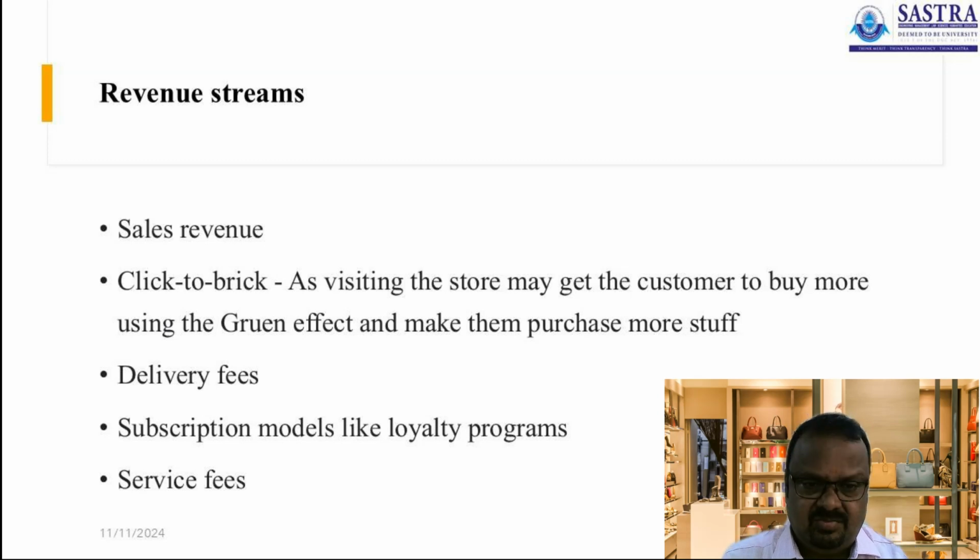The other one is the service fee. Sometimes they charge special service fees along with that. This may be more applicable to service retailing as well. So these are all the ways by which the retailer stands to create a revenue model.